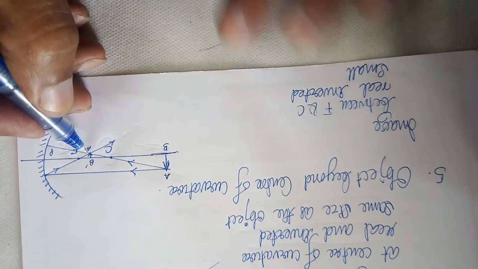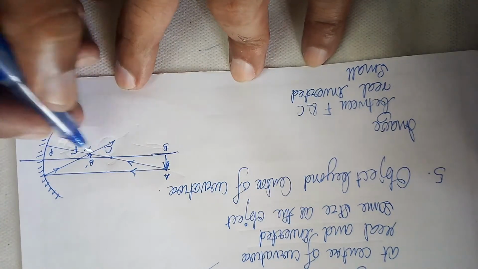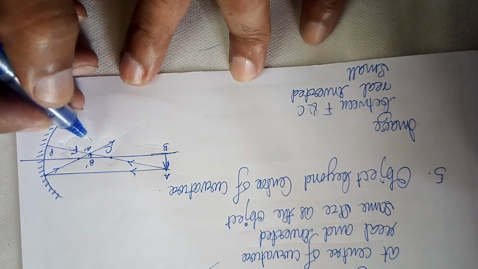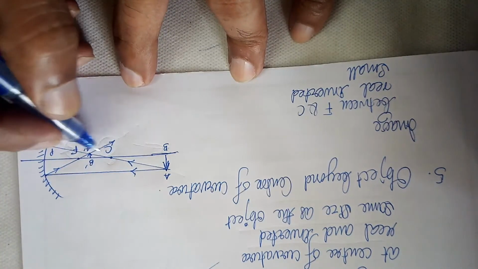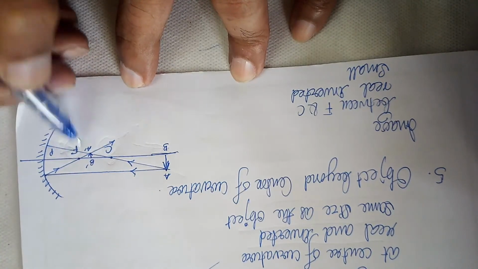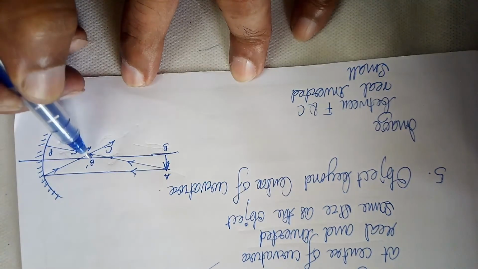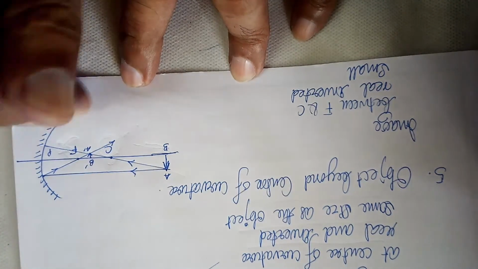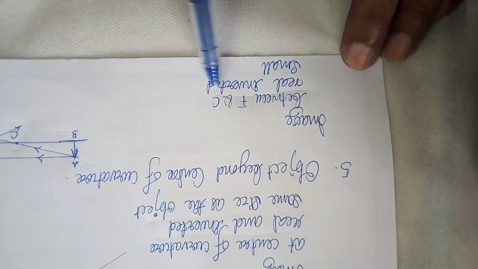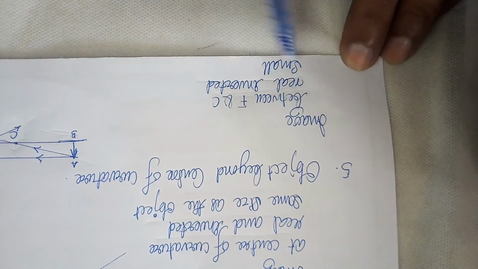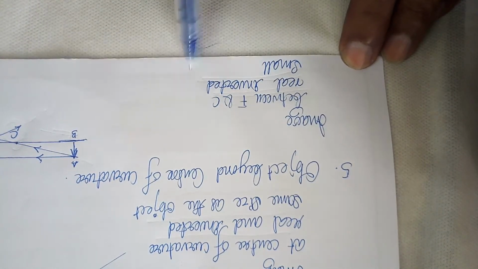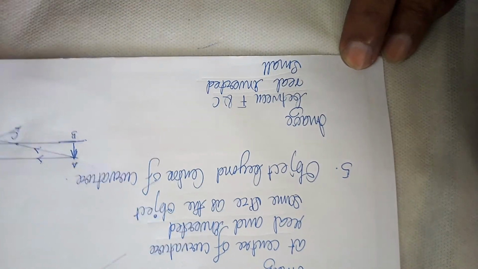And it will be a diminished one, or we can say a small one, and it is inverted, as you see. The image is formed between the focus and the center of curvature, and it is a real one, an inverted one, and it is very small compared to the object. These are the properties.